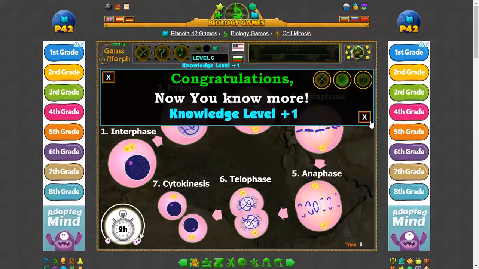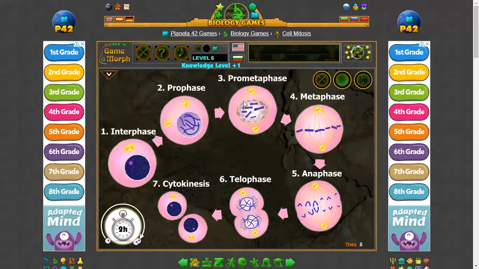This is a revision of the mitosis phases.